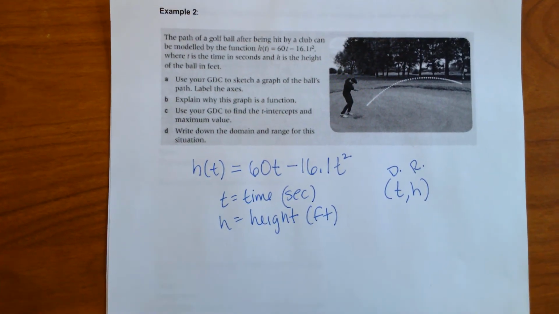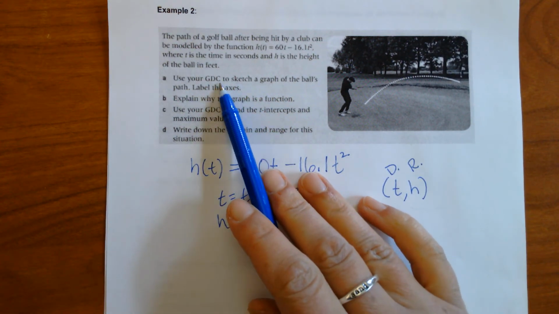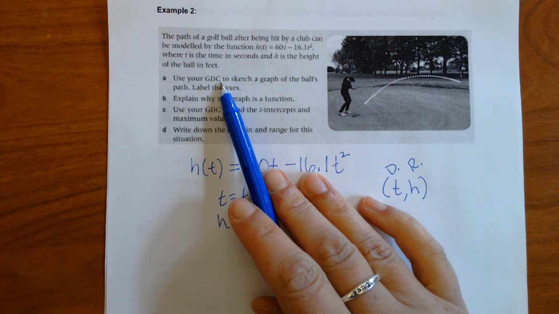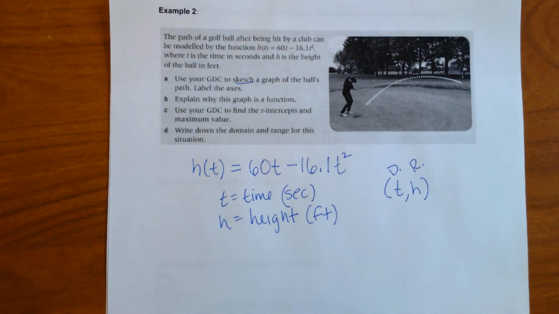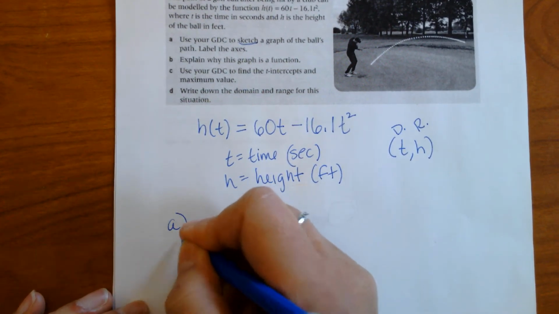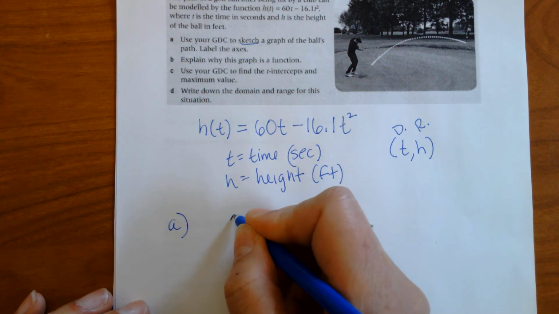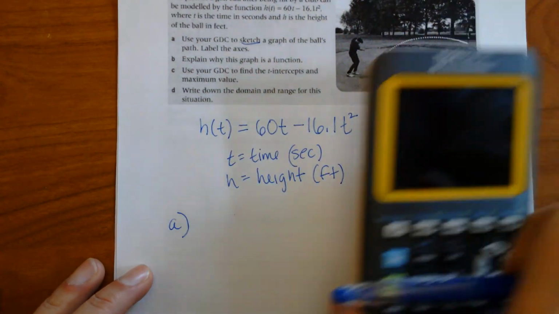All right, now that we have some information down, use your graphical display calculator, that's GDC, your calculator, to sketch a graph of the ball's path. Label the axes. Actually, you know what? I'm not even going to draw the graph yet. Let's put it in our calculator.